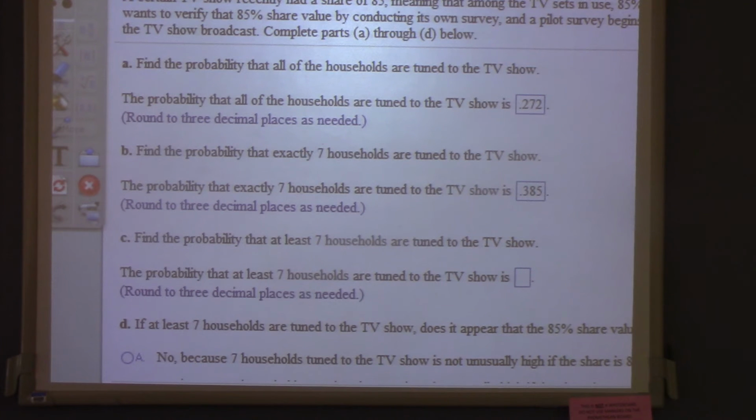Anyway, the probability that at least 7 households are tuned, what are you gonna do? You gonna add up 7, 8, 9, or what are you gonna do? What does at least 7 mean? That's the lowest number. So you're gonna add up 7 and 8. Okay, I'm sorry, I thought we had 9 houses. 7 and 8. So you got 7 right here, and is that 8 right there? Okay, so add those two together, what do you get?